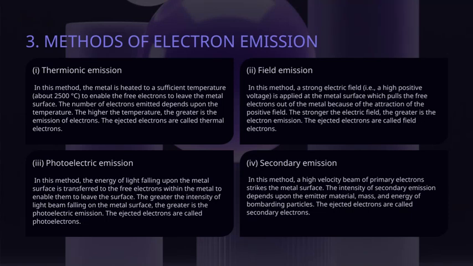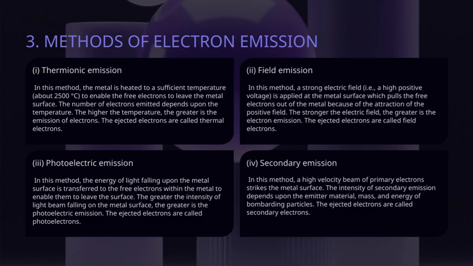In this method, a high-velocity beam of primary electrons strikes the metal surface. The intensity of secondary emission depends upon the emitter material, mass, and energy of bombarding particles. The ejected electrons are called secondary electrons.